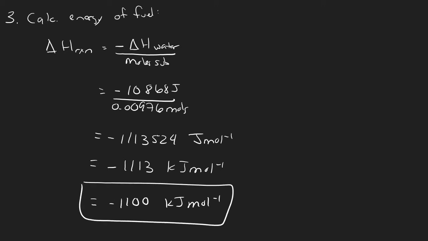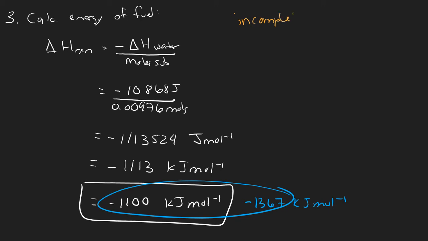Now, in the data booklet, if you go in and look, it has negative 1367 kilojoules per mole. Why is there a difference? Okay, so this is where the errors come in, and you will be asked to discuss errors. Well, it's a combustion reaction. You could have incomplete combustion, right? So incomplete combustion means you're low on oxygen, especially if it's a really closed system. So not all of the ethanol actually reacted completely. So you could have an incomplete transfer of energy.